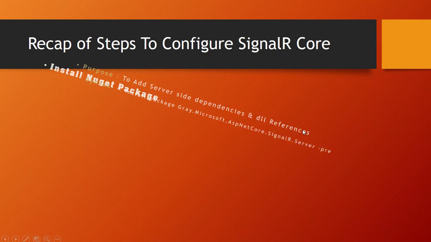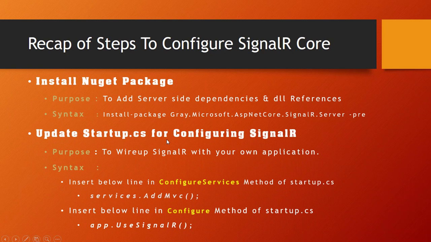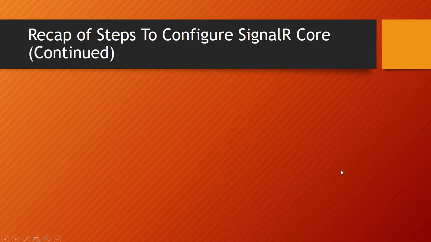Now I'll give you a quick recap of what we have seen and what are the mandatory things we have done. We have installed the NuGet package, and the purpose was to add server-side dependencies and all DLL references. The syntax you can see on the screen. The next was we updated the startup.cs for configuring SignalR. The purpose was to wire up SignalR with your own application, and the syntax also we can see on screen.